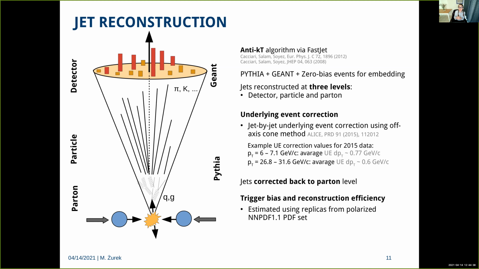From the 2012 data, we are also using the jet-by-jet underlying event correction technique using the off-cone method. It was introduced at ALICE in this reference. And here you can see the typical values for the underlying event correction for 2015 data.